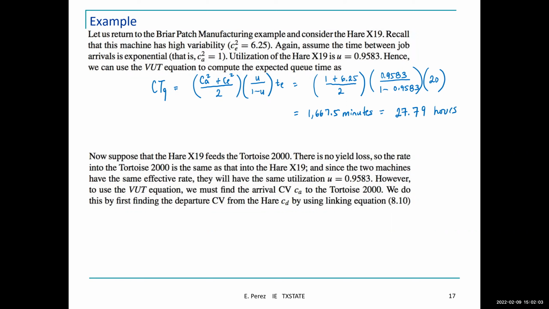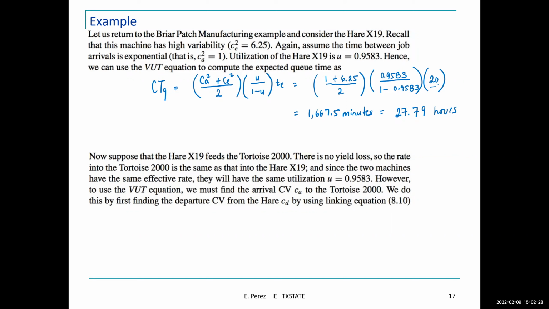Now, suppose that the X19 feeds the tortuous 2000. So this is coming from our previous example, lecture 2, part 1. Yeah, so we have the TE for that machine there. Good question.